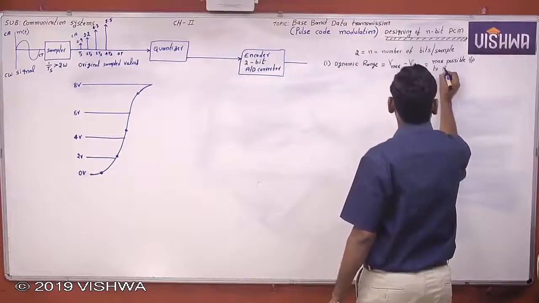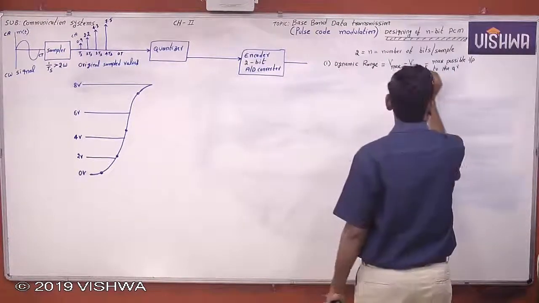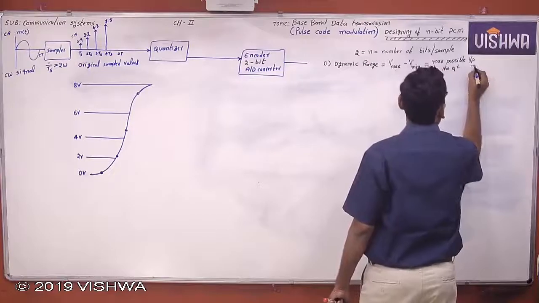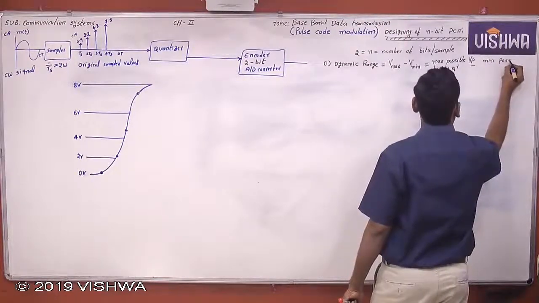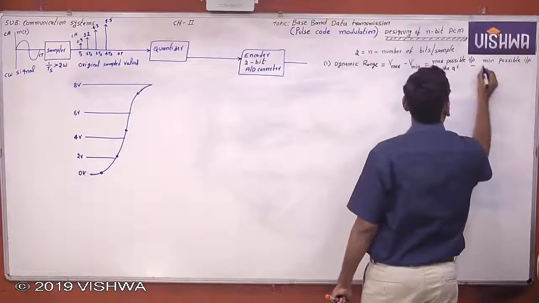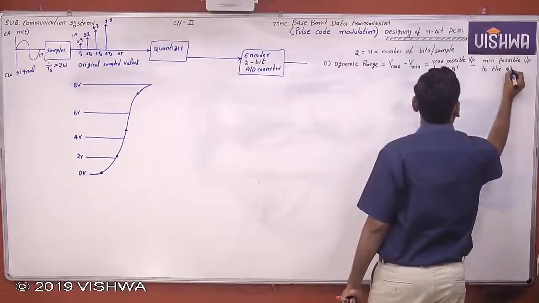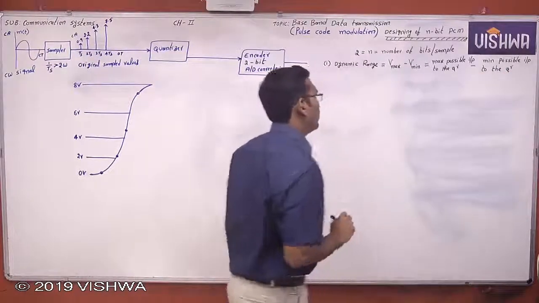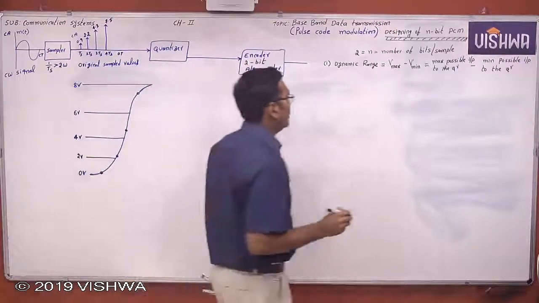input to the quantizer, maximum possible input to the quantizer minus minimum possible input to the quantizer. Maximum possible input to the quantizer minus minimum possible input to the quantizer.